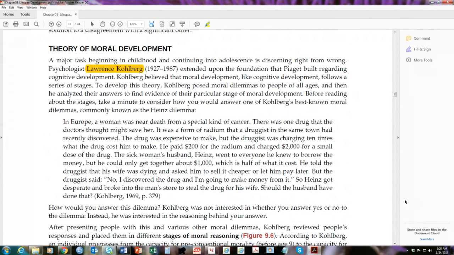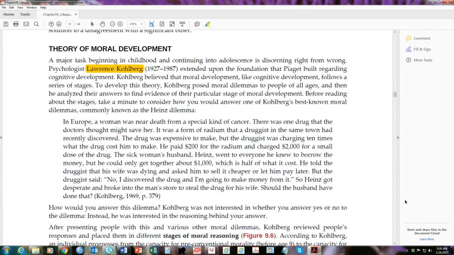Kohlberg based his ideas regarding moral development on Piaget. Piaget had a theory of moral development, and Kohlberg expanded on that. He used a story method, a story where there is a moral dilemma. A moral dilemma means a moral decision has to be made, and it's a difficult decision.